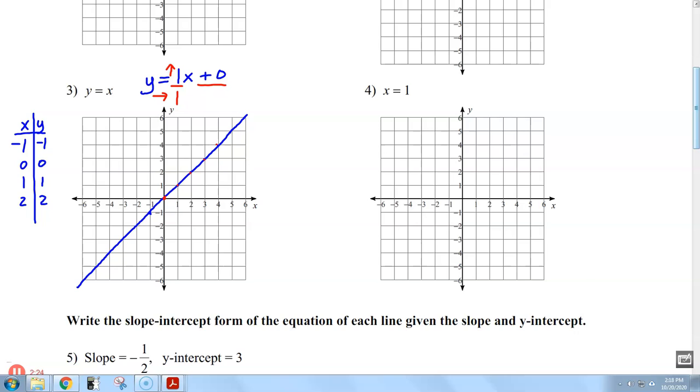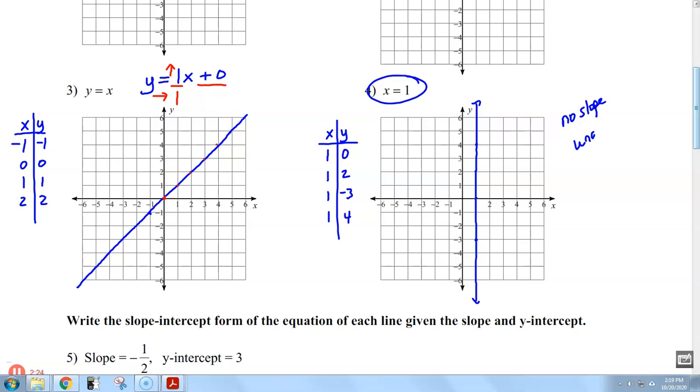And x equals 1, if you think about a table, it doesn't matter what you put in for y. The only number that you could ever put in here to make this true is x has to equal 1. Y can equal whatever it wants to. Any of these numbers. And when you start graphing those, 1, 0, 1, 2, 1, -3, 1, 4, any of them, you're going to end up with a vertical line. So moral of the story is, if it's x equals and you're missing a y, it's going to be a vertical line, and this has no slope. Or some textbooks refer to it as an undefined slope.